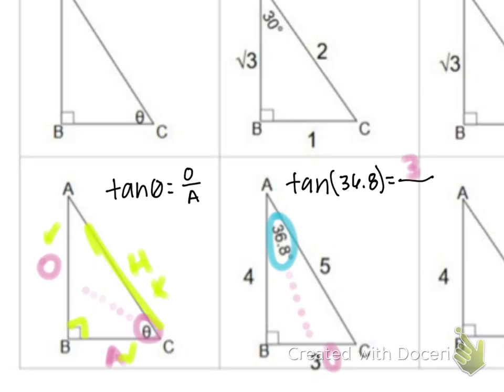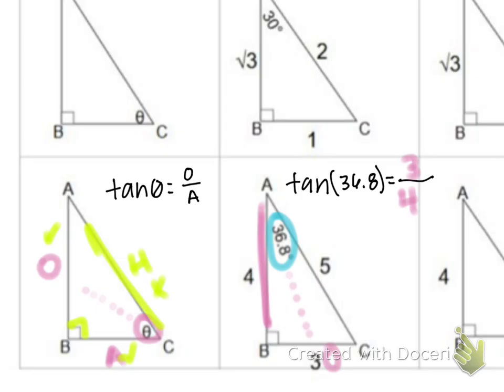Now at the bottom is adjacent. So adjacent, remember, means next to. So next to those angles are these two sides right here. One of them is going to be your hypotenuse. That 5 is your hypotenuse, so we're not going to use that one. We're going to be using the 4. So we put that 4 at the bottom right there.